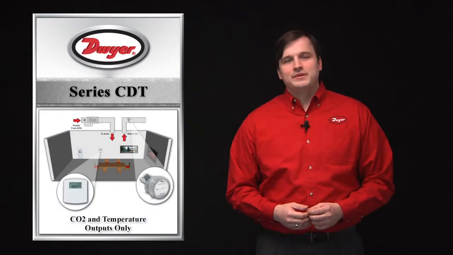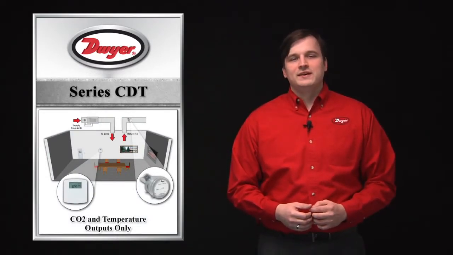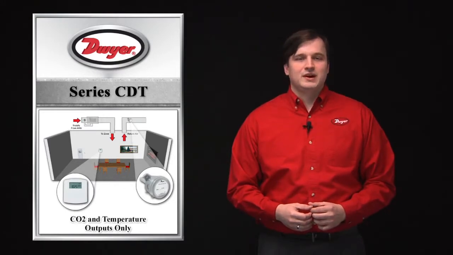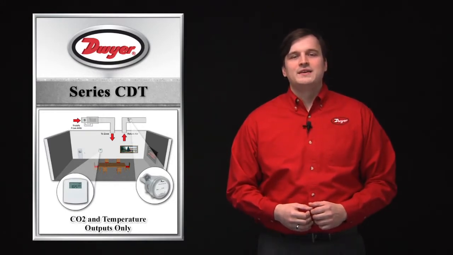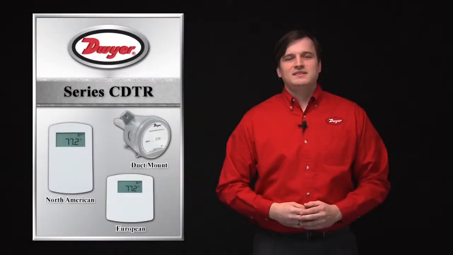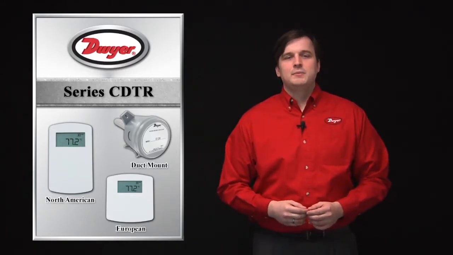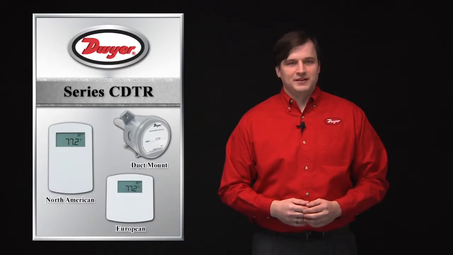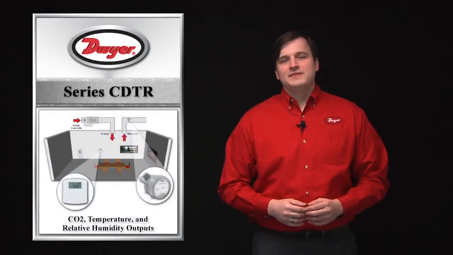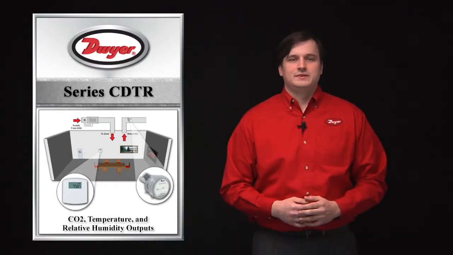The CO2 output signal can be field selected between voltage and current options, while various thermistor and RTD temperature outputs are offered at the time of order to match the input needs of the building management system. Next, the series CDTR builds off the same CO2 and temperature sensing options as the series CDT, but adds an additional output measuring relative humidity. Like the CO2 output, the relative humidity output signal is field selectable between voltage and current options.